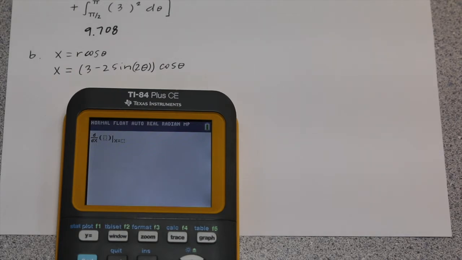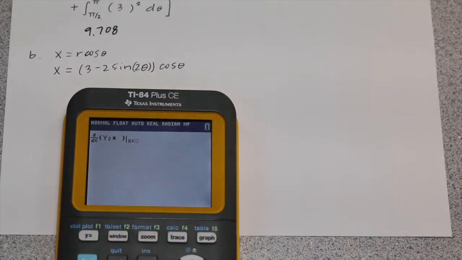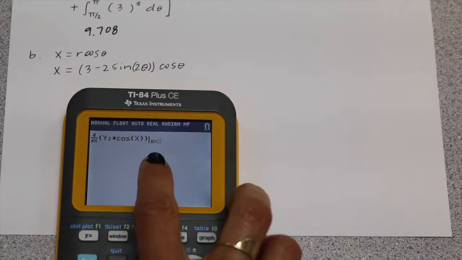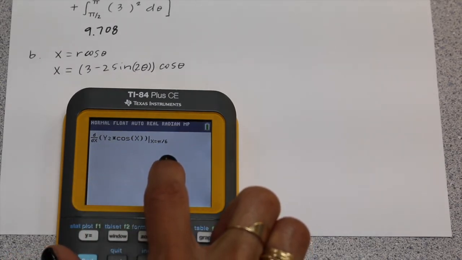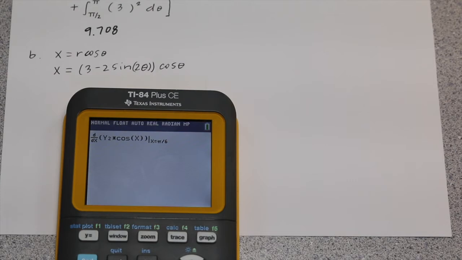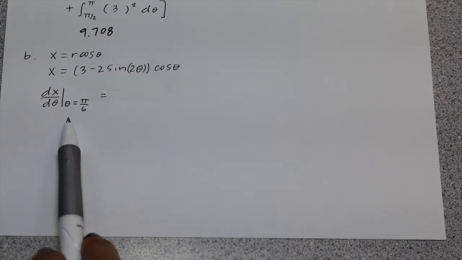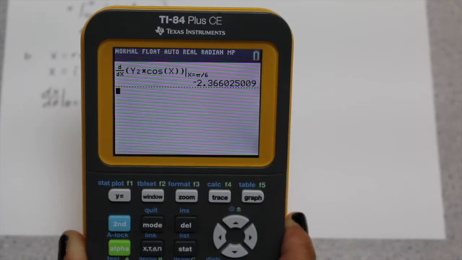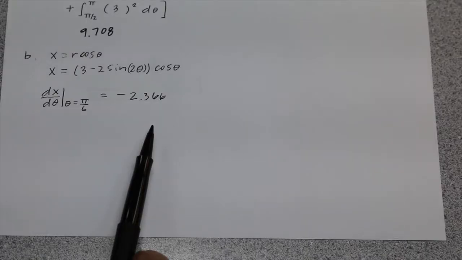So we're going to call up that function, so alpha trace y2, and then we're timesing that by cosine theta, and we're plugging in pi over 6. All right, so this is the derivative of this function where theta is pi over 6, and we're going to press enter, and we get negative 2.366. So for our notation, we have dx d theta such that theta equals pi over 6, and again our answer is negative 2.366. All right, and there's our answer.